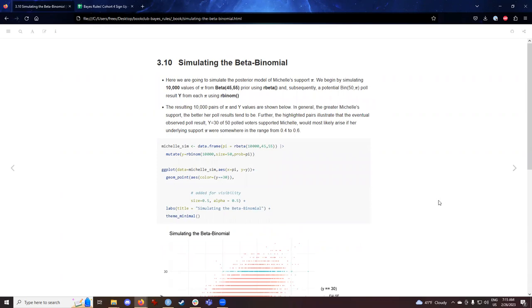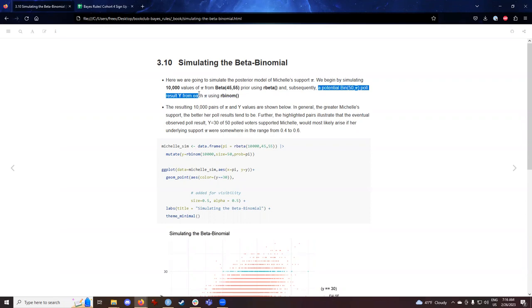The nice thing about doing these calculations in a programming environment and with a language such as R is that simulations can be done. So we're going to simulate the posterior model for Michelle support pi. We begin by simulating 10,000 values for the proportion from the beta distribution. Remember, our prior was with parameters 45 and 55. The function in R is called rbeta.